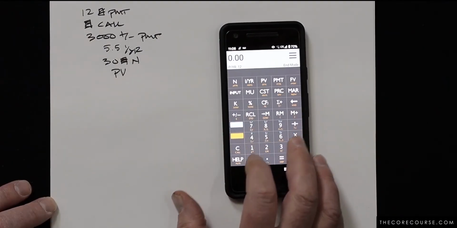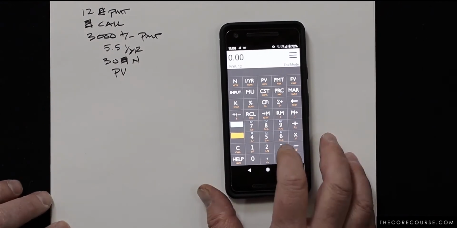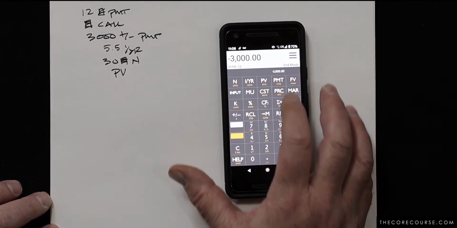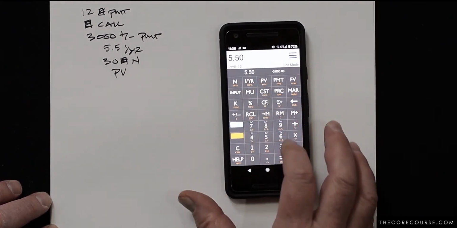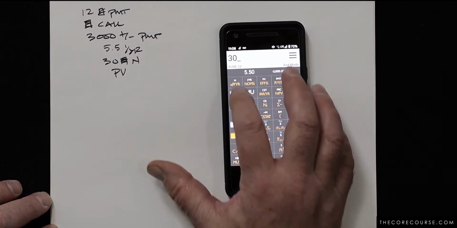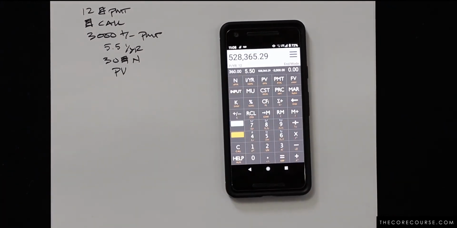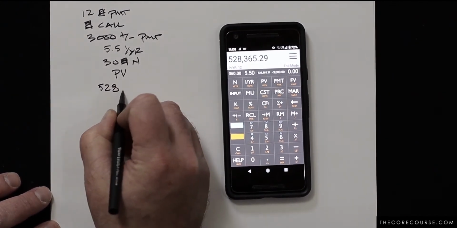All right, here's how I do this one. So we're cleared, we're in 12 payments per year. 3,000 plus or minus payment. 5.5 interest per year, 30 gold key N, solve for the present value. And we get 528,365 rounded.